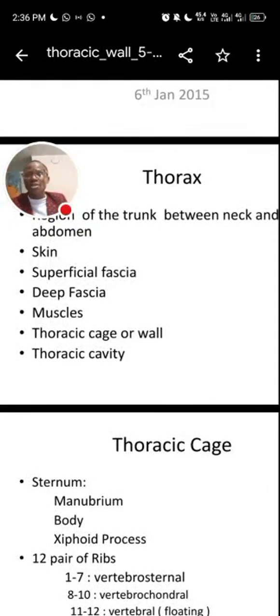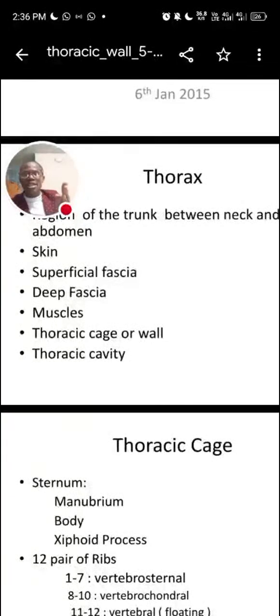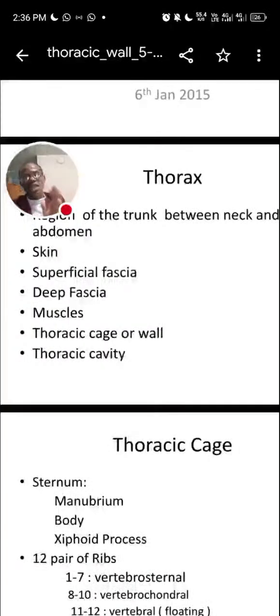What does that mean? Starting from the meaning of thorax, inlet of thorax, or what we call thoracic inlet. F stands for function of thorax. C stands for characteristics of thorax. The next C stands for composition of thorax. E stands for extent of thorax. And J stands for what? Joint of thorax.